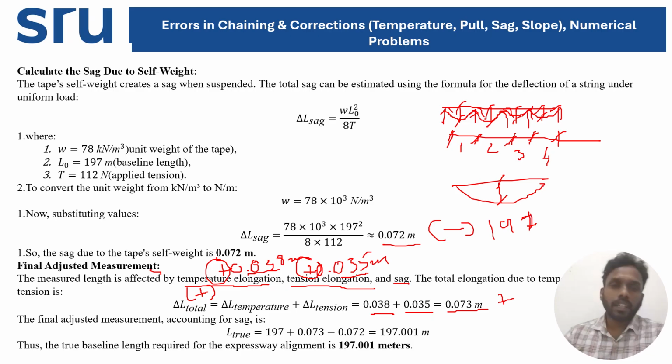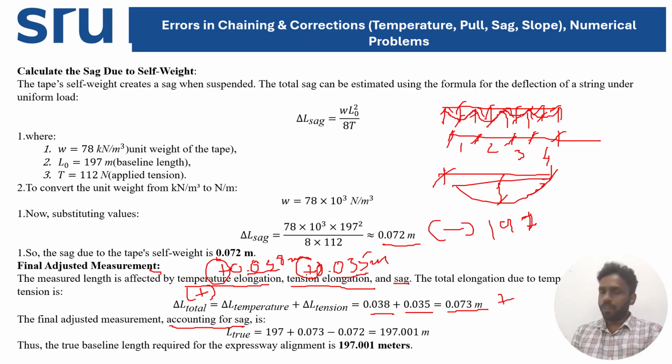Then for the final adjustment, there is another correction, which is called the correction for sag. This is always negative, as I indicated. Due to the sag, there will be a reduction in the tape length, so that will always give you a negative error. That error will always be subtracted from your measured length, right? So this is a negative correction, which is 0.072.